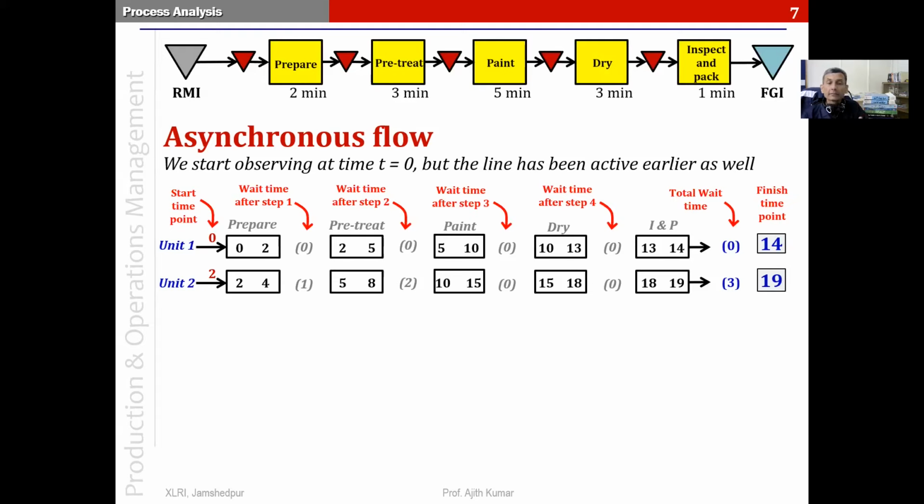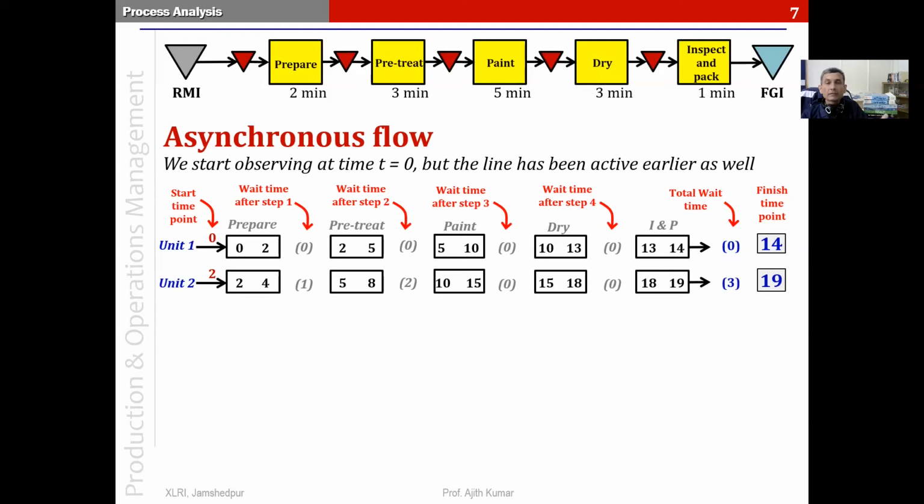Next, it completes the pre-treat step at t equal to 8 because that takes 3 minutes, and is ready for the paint step. The paint step is busy with unit 1. So the paint step is busy until time t equal to 10, which means that unit 2, even though it's ready at time t equal to 8, has to wait for 2 minutes for the paint step to begin processing there. After finishing the paint step at t equal to 15, the unit 2 moves to the dry step.